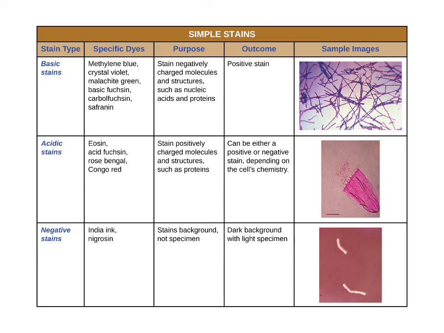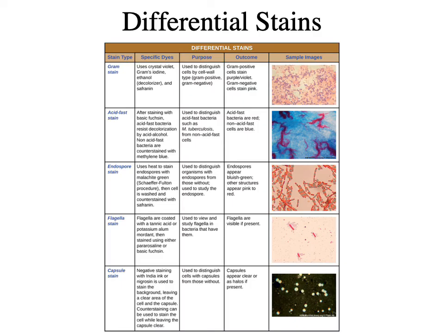This is an excellent table from your book, and it talks about the basic stains, the simple stains, acidic stains, and negative stains. And we will do both the simple stain and the negative stain in our labs. This is another table from your book, and it talks about the different types of differential stains. The gram stain, the acid-fast stain, the endospore stain, and the capsule stain are all stains that we can do in our lab at Mount Hood Community College.